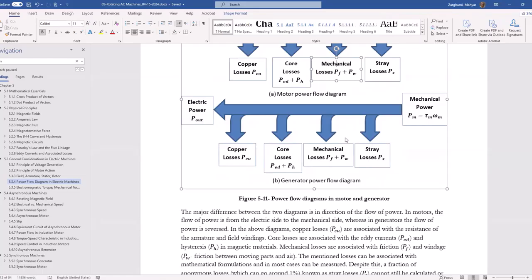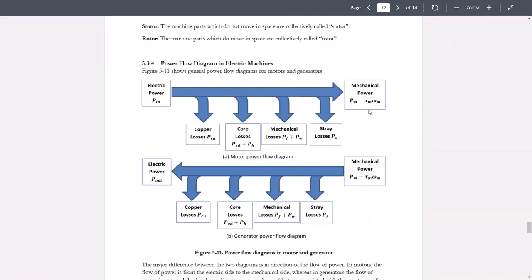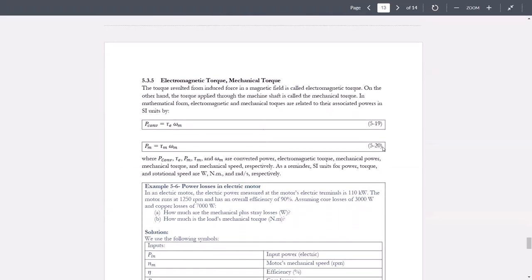So there would be some losses, basically stray losses, mechanical losses, core losses, and copper losses that would be deducted from this to give you the output power. Now, on the mechanical side, the mechanical power, which we call PM, is equal to the mechanical torque times omega m. Omega m is the mechanical rotational speed. So PM is equal to tau m times omega m. That's something that you need to remember.